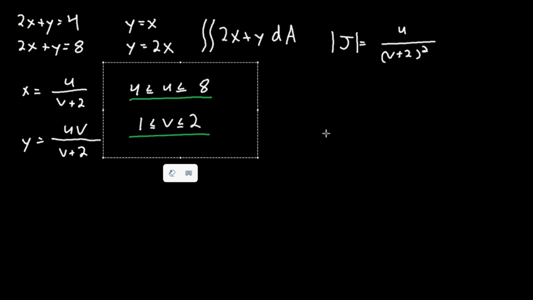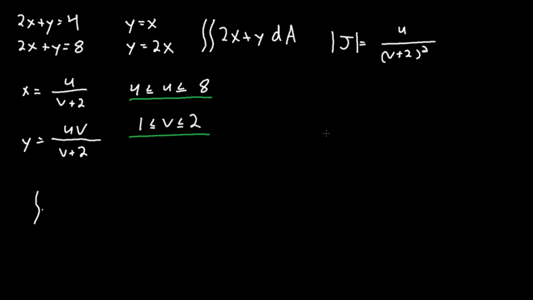So now that we have our bounds, what can we do? Well, let's rewrite the double integral. And our bounds for u are 4 and 8, and our bounds for v are 1 and 2. But first, we need to substitute the x and y values in our old function of f. So multiply 2 times x. So x is u over v plus 2. So if I substitute x with the values of our new transformation, you get this. Plus y.